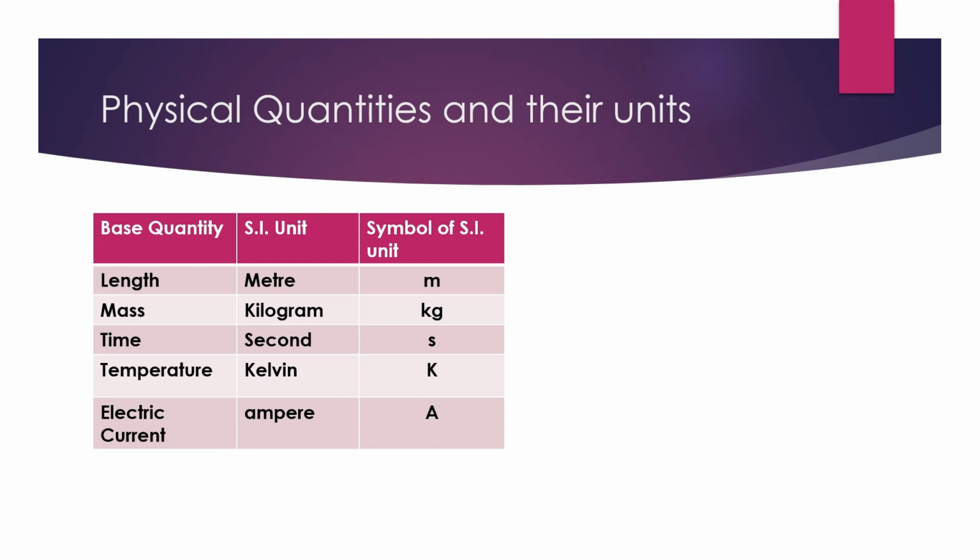For length, the SI unit is meter with the symbol small m. For mass, the SI unit is kilogram with the symbol kg. For time, the SI unit is second with the symbol small s. For temperature, the SI unit is Kelvin with the symbol capital K. And lastly, for electric current, the SI unit is ampere with the symbol capital A.